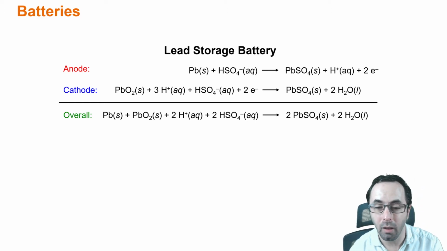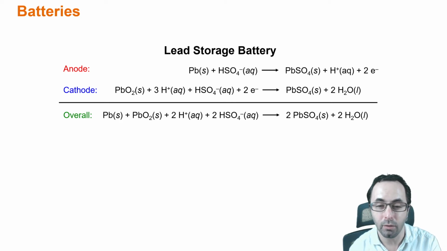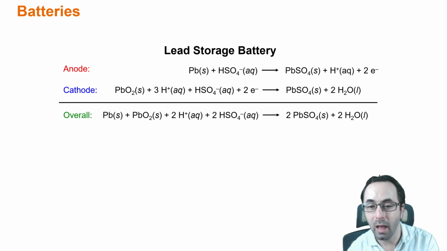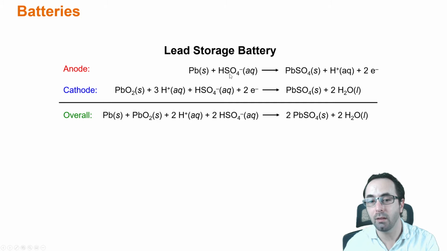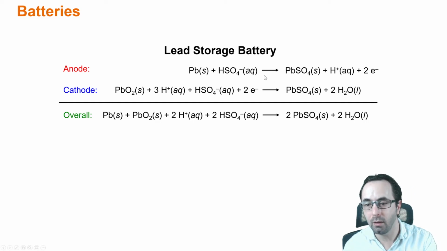So that is constantly discharged to start your car and then recharged as your car is driving. And for that battery, the anode is composed of solid lead, and it's in a sulfuric acid solution that includes bisulfate ions. When the battery is operating and the anode is losing electrons, it makes solid lead 2 sulfate and H plus ions and 2 electrons.